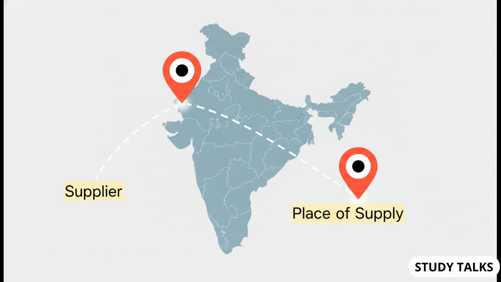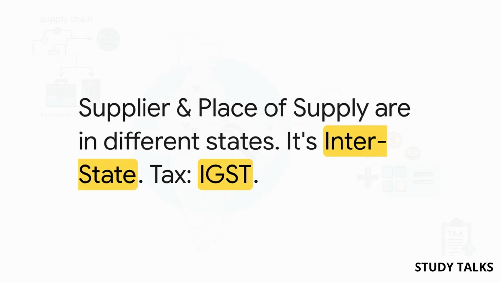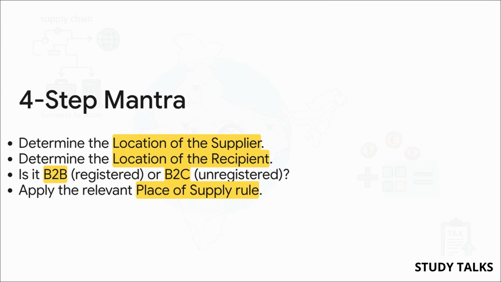Are those the same state? Nope, they're different. And since they're different states, it's an interstate supply. And what tax do we levy on an interstate supply? IGST. That's it. Mystery solved. See? When you follow the steps and don't get distracted, you walk right past the traps and straight to the correct answer.